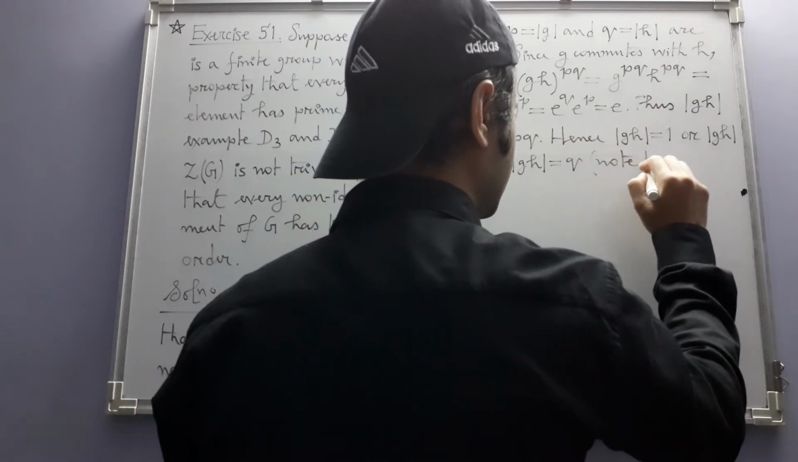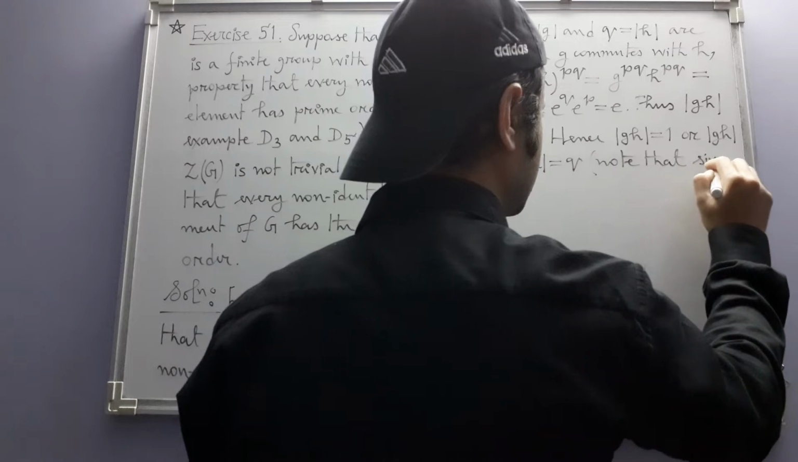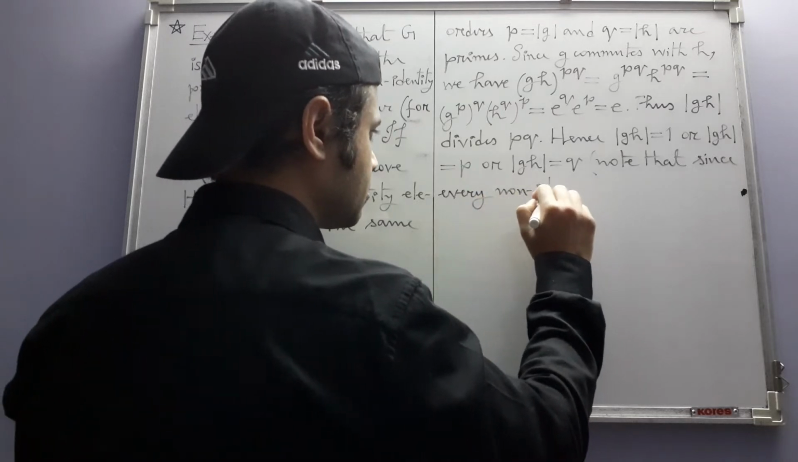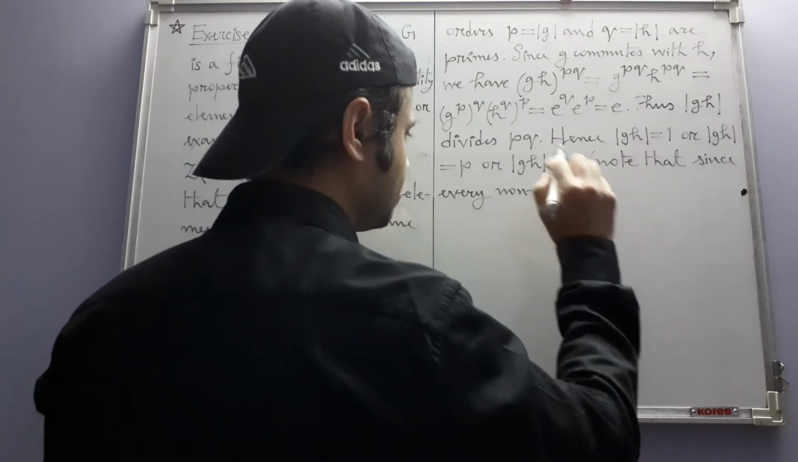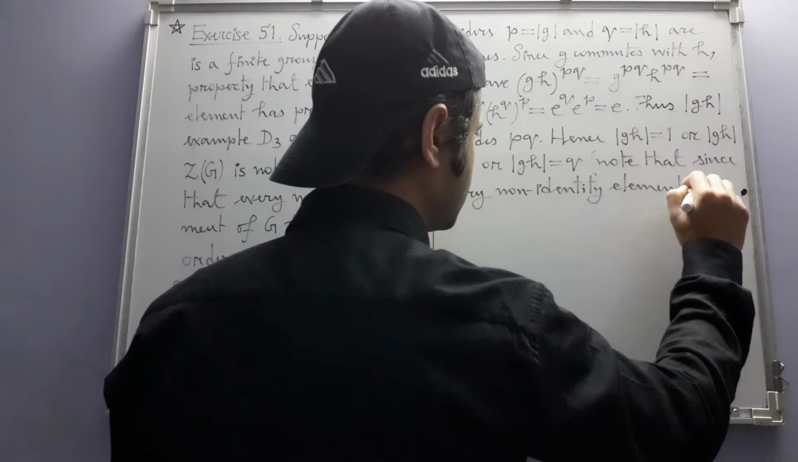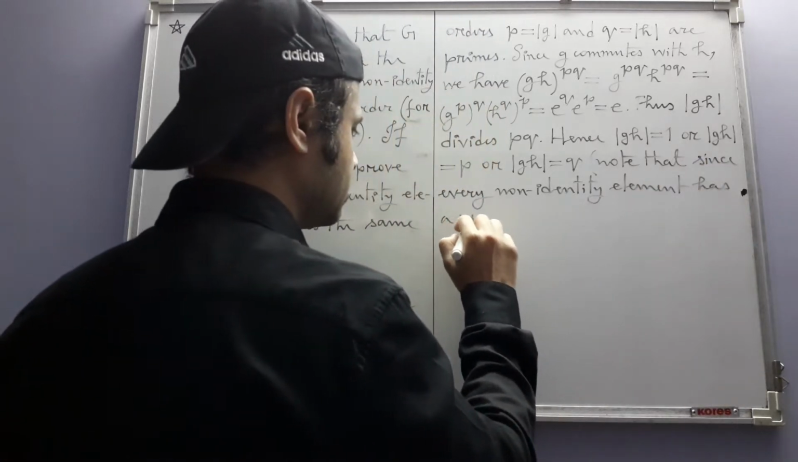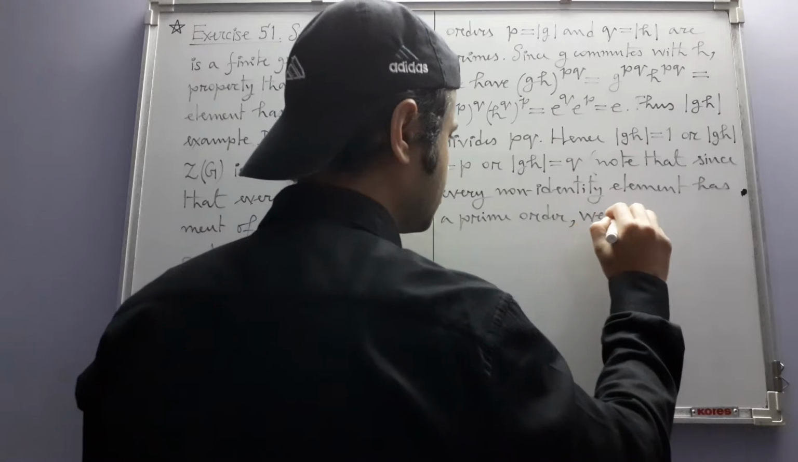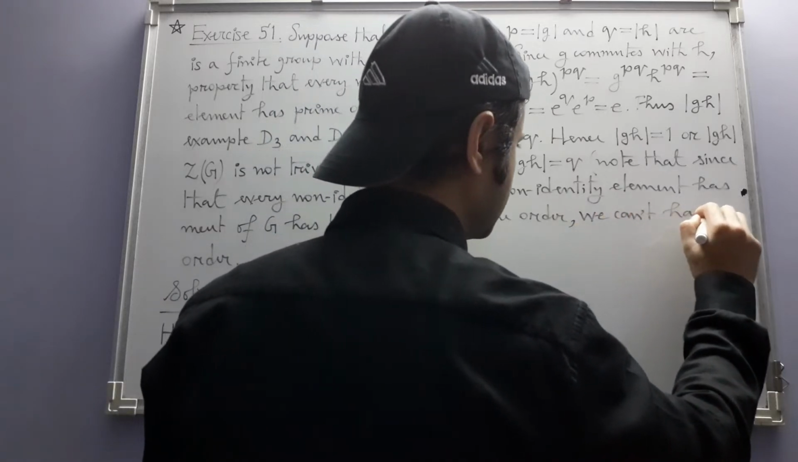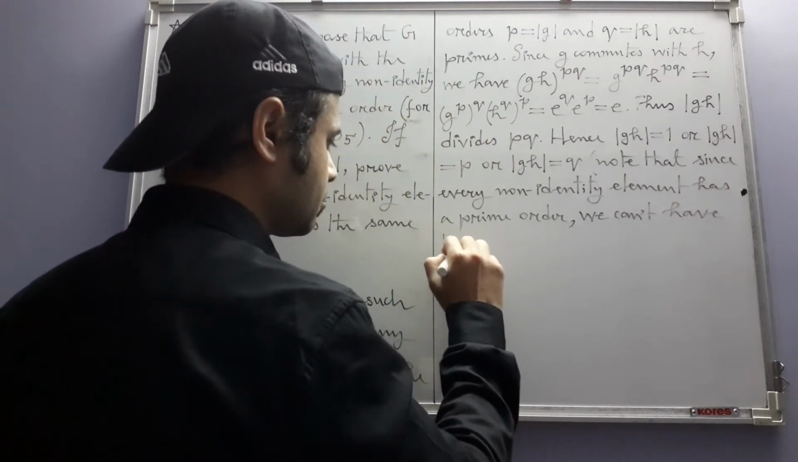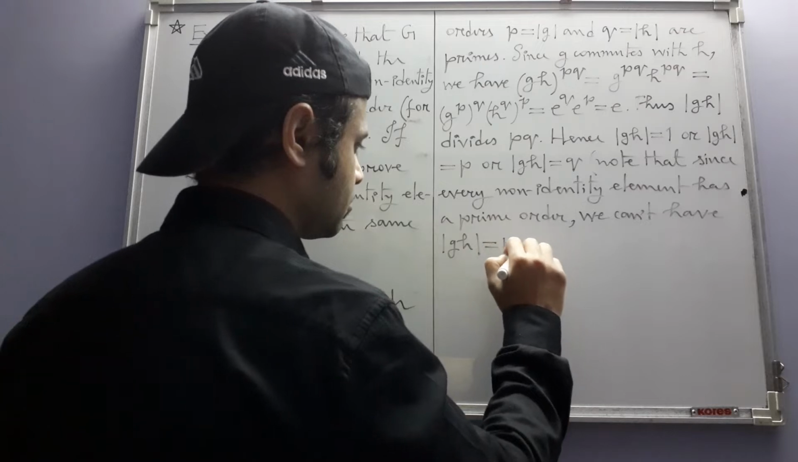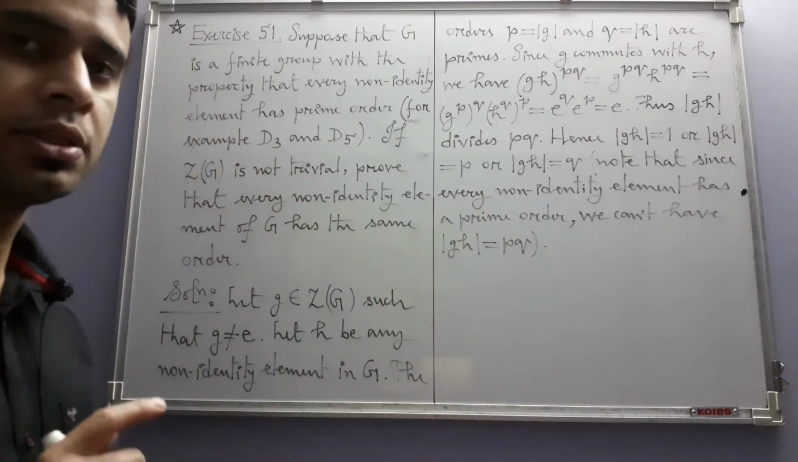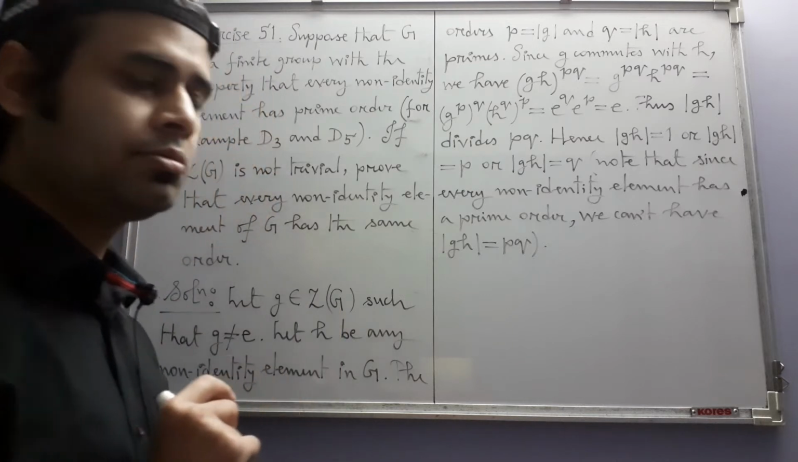So we mentioned that, since every non-identity element has a prime order, we can't have the order equal to pq. Okay, now if gh has order 1, then it must be the identity element, because in any group that is the only element whose order is 1.